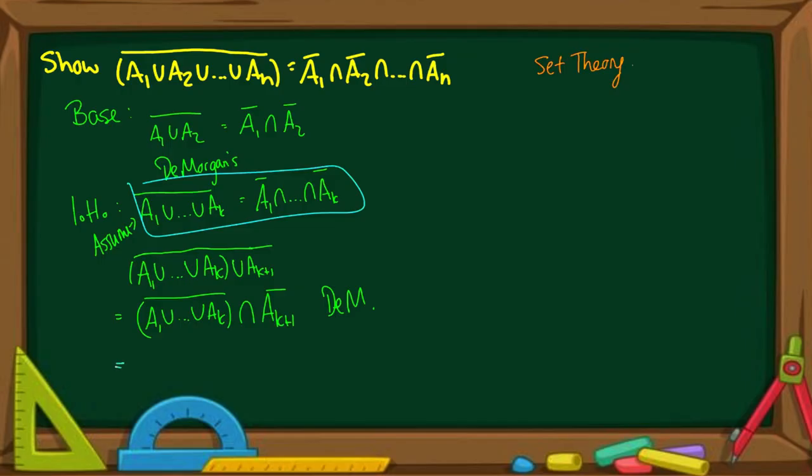Therefore, this complement of A1 union all the way up to A sub k is actually just going to be the complement of A1 intersect all the way up to the complement of A sub k, and because of the previous step we did, we know that this is also going to intersect with the complement of A sub k plus 1. And this is by our assumption, so we have thus proven that this holds.